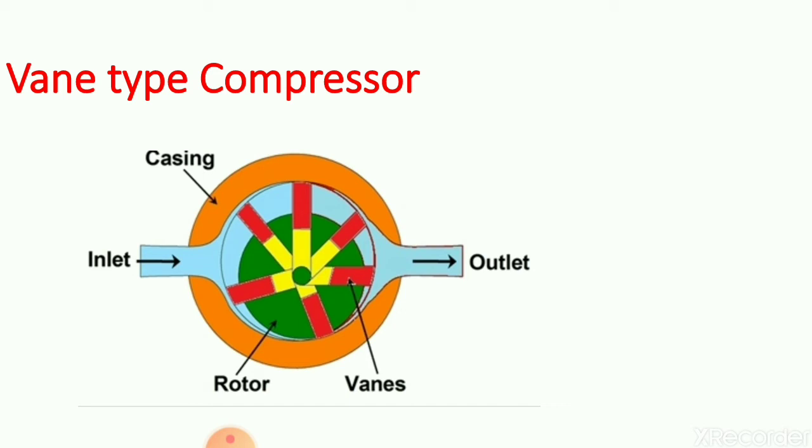So okay, in this way we have discussed the working of the vane type compressor, or how the air is compressed in the case of the vane type compressor. When it is trapped in between the two vanes, it is compressed, and then that compressed air is delivered to the receiver.